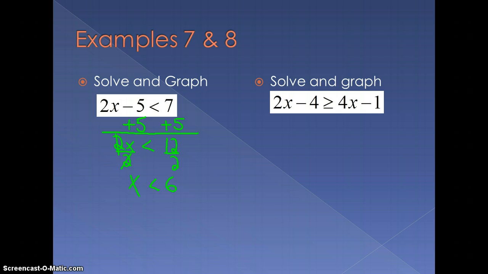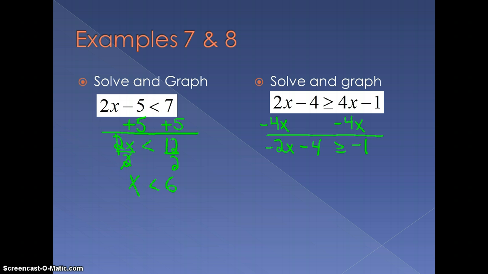We'll jump over to this inequality on the right. We can start this a multitude of ways. Doesn't really matter. I'm looking here. I'm going to subtract 4x from both sides. Here, 2x minus 4x is -2x minus 4 greater than or equal to -1.